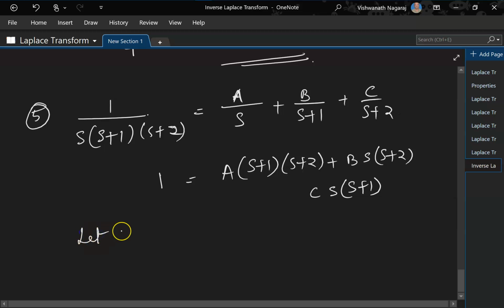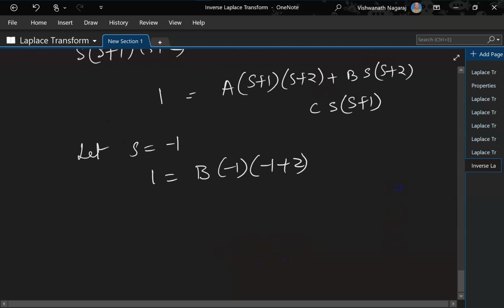Now let s is equal to minus 1. If it is minus 1, what will happen? This will become 0, minus 1 plus 1. This will become 0. So first and the last terms disappear. So we are left with 1 is equal to b times minus 1 times minus 1 plus 2, which is equal to minus 1 plus 2 is 1. So minus b is equal to 1, or b is equal to minus 1.